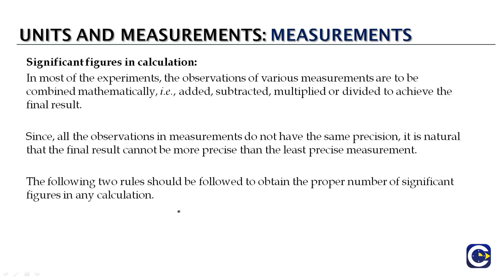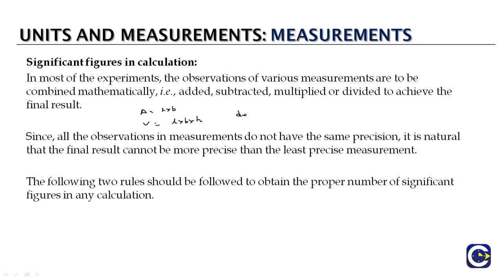Now the purpose of this rounding off is basically the reason why, when we have measured values, we will obtain the derived values. In most of the experiments we will be having observations of various measurements which we will combine mathematically. Like we may add, subtract, multiply, or divide to get the final result. Like the area will be equal to length into breadth. The volume will be equal to length into breadth into height. Of course I am referring to the example of the cuboid.